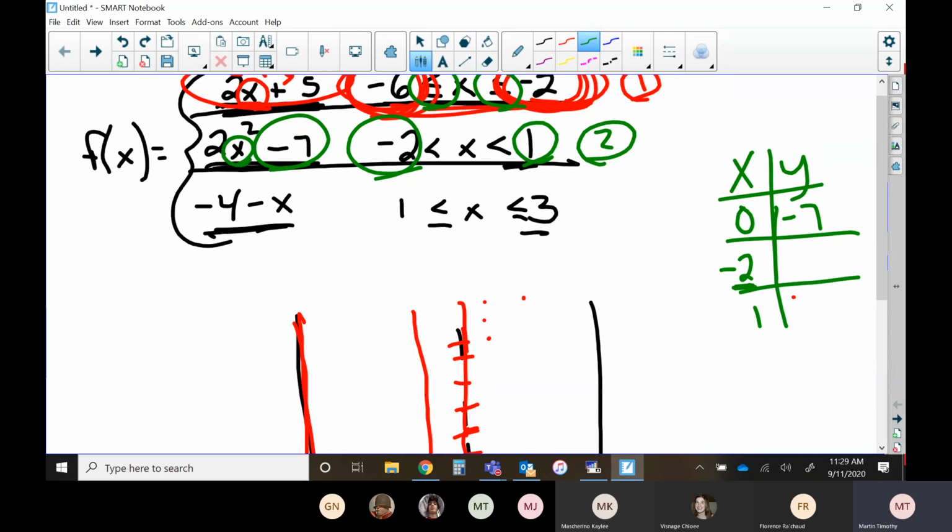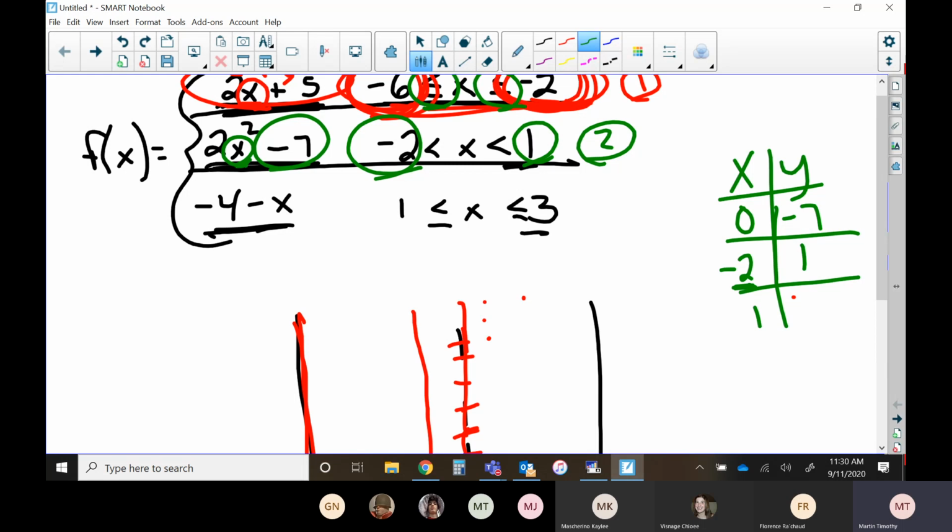Negative 2 squared is, that's why we need to know order of operations. Negative 2 squared is 4. 4 times 2 is 8. 8 minus 7 is 1. And yes, you have to be able to plug in, and I am trying to get you to be able to plug in your brain. This class, you're going to plug in a lot. You can't write it down every single time and take forever.